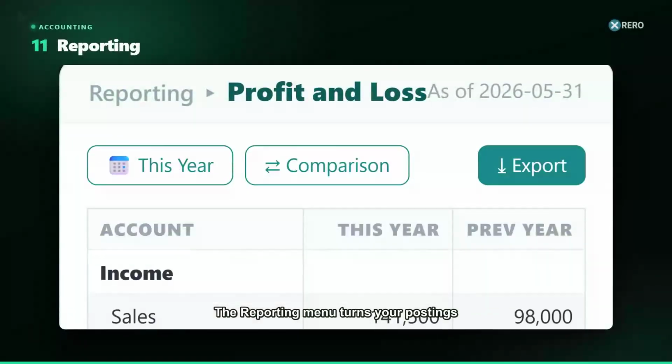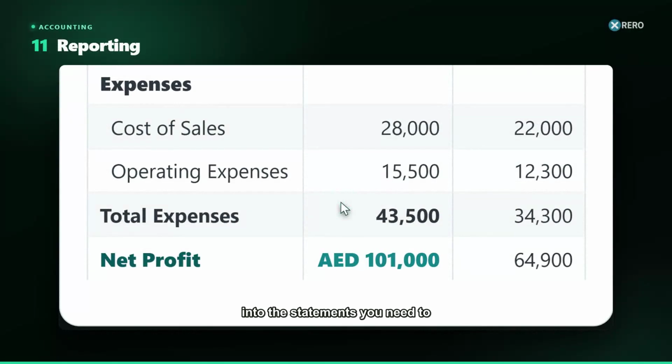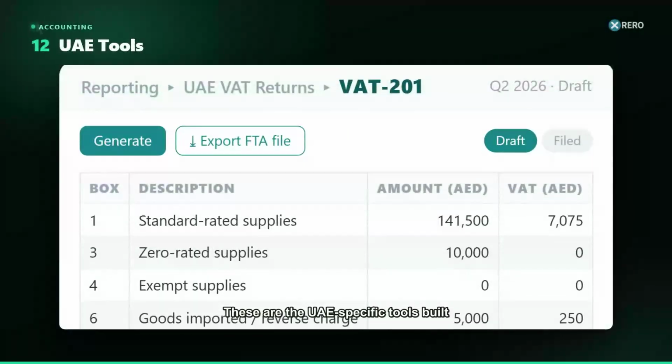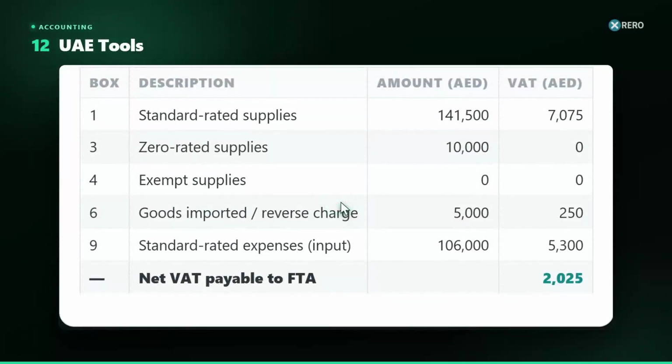The reporting menu turns your postings into the statements you need to manage the business and satisfy the auditor and the FTA. These are the UAE-specific tools built into Xrero. They're grouped under the single UAE Tools menu.